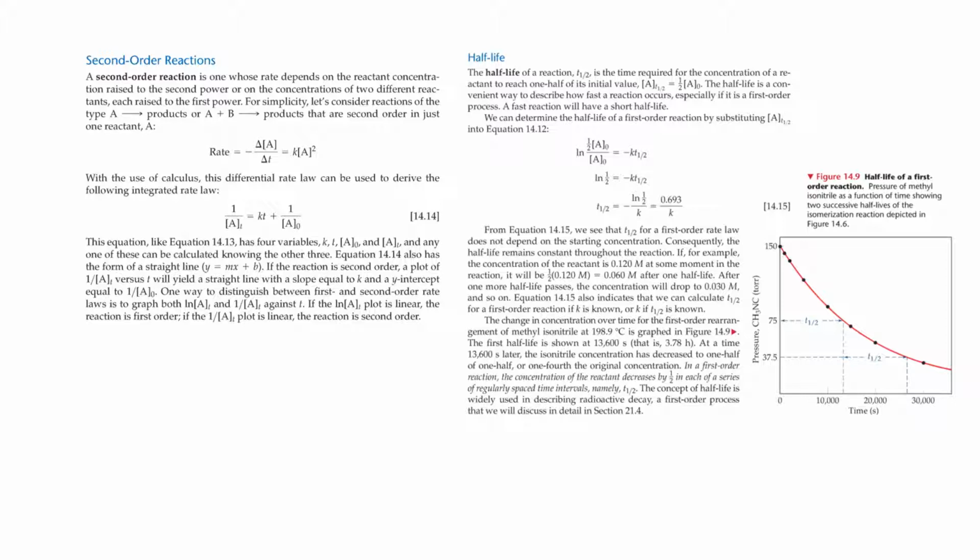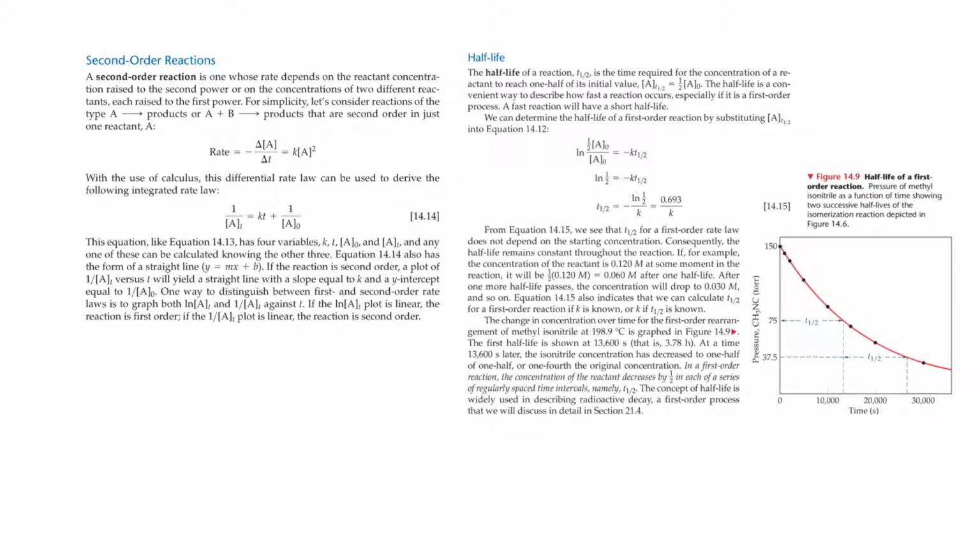Half-life. The half-life of a reaction, t sub 1/2, is the time required for the concentration of a reactant to reach 1/2 of its initial value. The concentration at t sub 1/2 equals 1/2 [A] sub 0. The half-life is a convenient way to describe how fast a reaction occurs, especially if it's a first-order process. A fast reaction will have a short half-life.